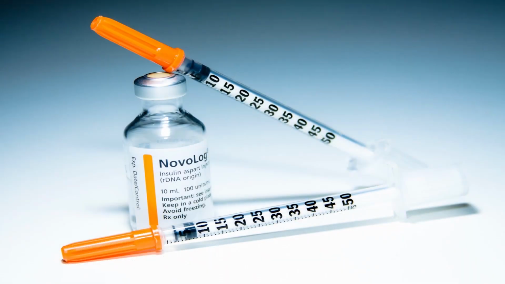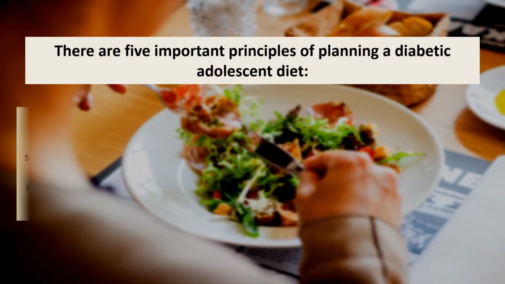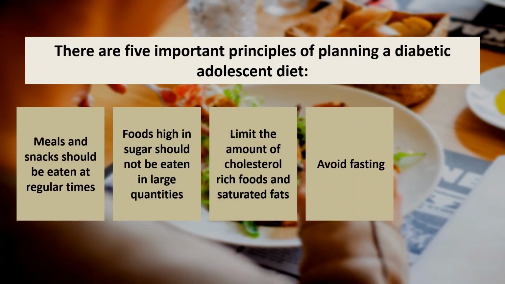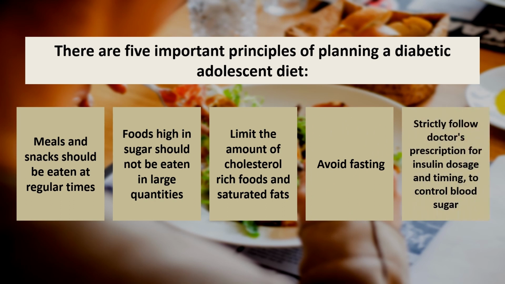A diabetic adolescent must be given insulin, and it is important that you provide them with a normal and nutritionally adequate diet. There are 5 important principles of planning a diabetic adolescent diet. Meals and snacks should be eaten at regular intervals to keep the blood sugar in check. Foods high in sugar should not be eaten in large quantities. Limit the amount of cholesterol-rich foods and saturated fats. Avoid fasting as well as feasting.